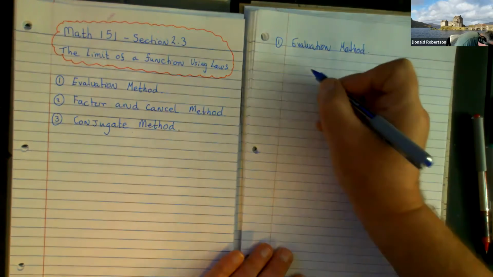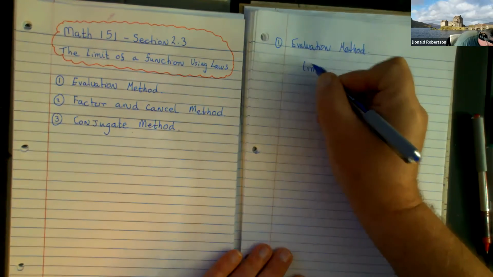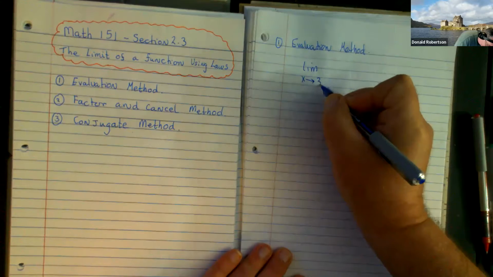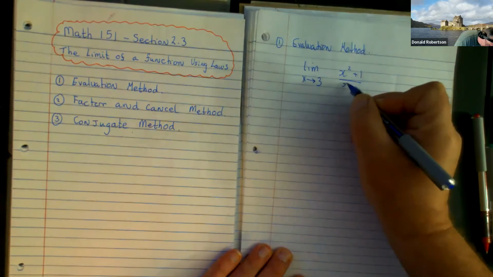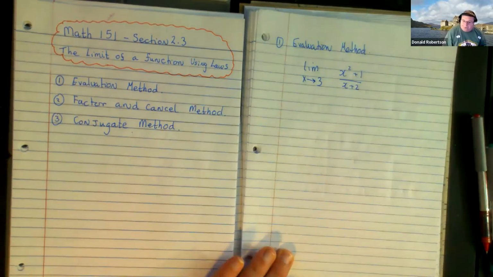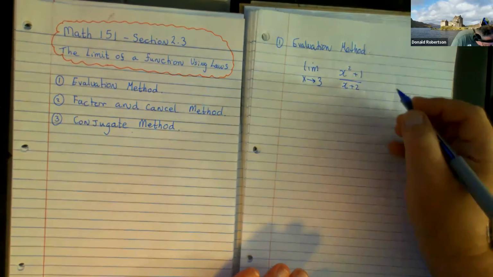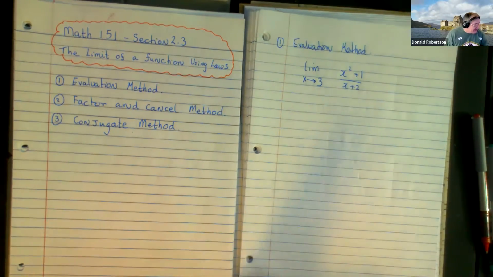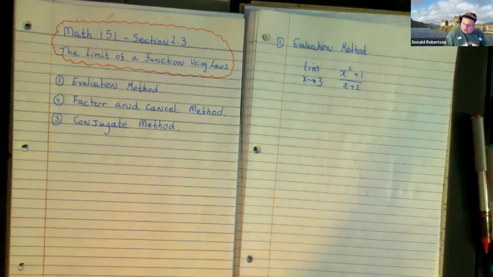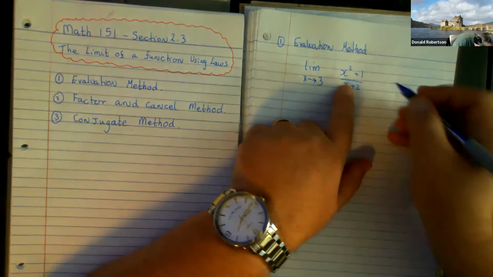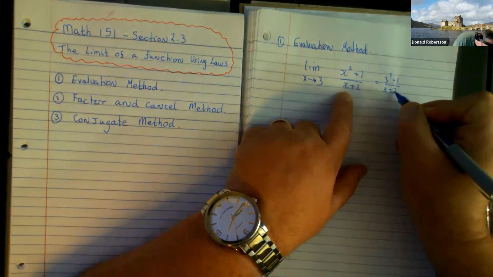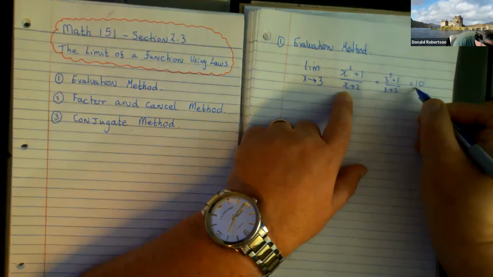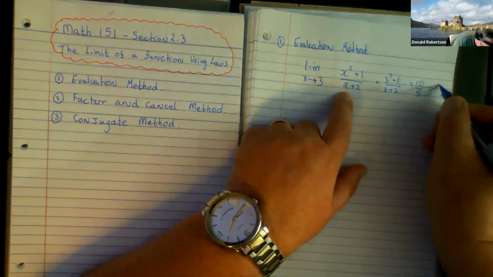If you want to find, let's say, the limit as x tends to 3 of (x squared plus 1) over (x plus 2), the evaluation method is very simple and isn't used much because it really isn't much of a problem to solve. You simply plug in 3. That gets you 10 on top and 5 on the bottom, so the limit would be 2.